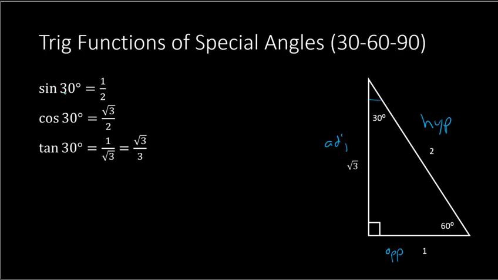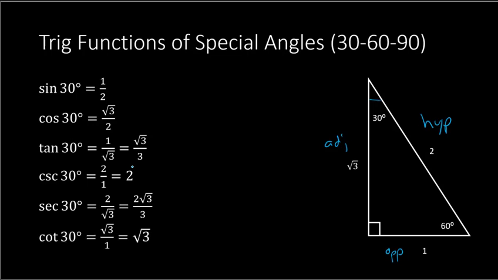And then if we do cosecant, secant, and cotangent, we just do the inverses of each of those. So cosecant would be 2 over 1, secant would be 2 over the square root of 3, which can rationalize, multiply top and bottom by the square root of 3, and that gives you 2 square root of 3 over 3. And then cotangent is the inverse of tangent, which would be the square root of 3 over 1, or just the square root of 3. So that is with the 30-degree angles.